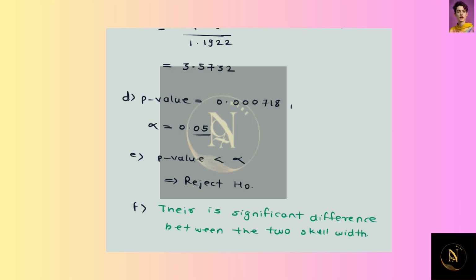and to find the p-value we require the degrees of freedom, which equals n1 plus n2 minus 2. n1 equals 30, n2 equals 30, minus 2, we get 58. So by using the t-statistic and the degrees of freedom we get this p-value.